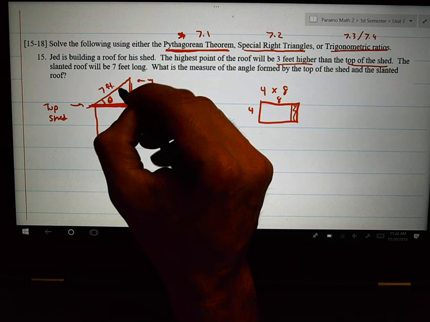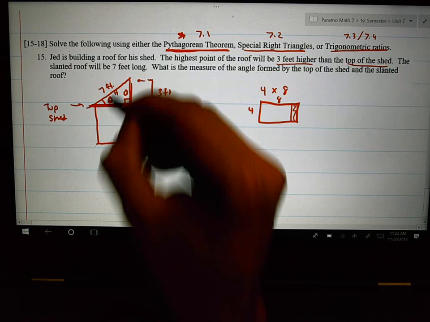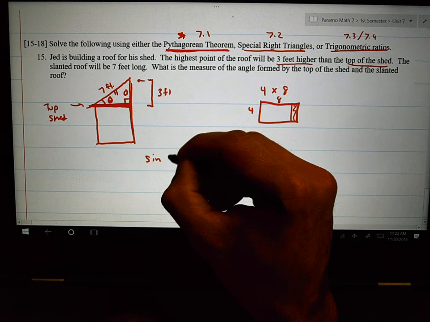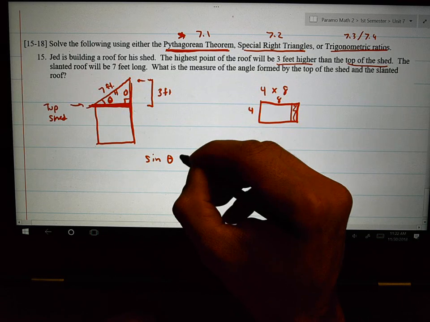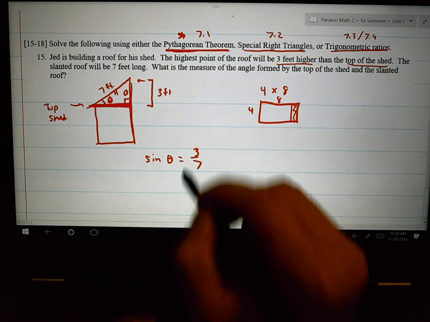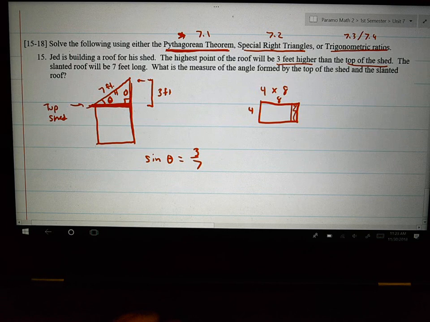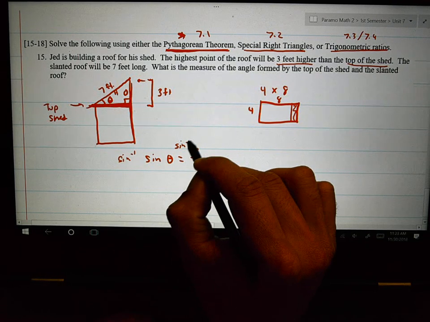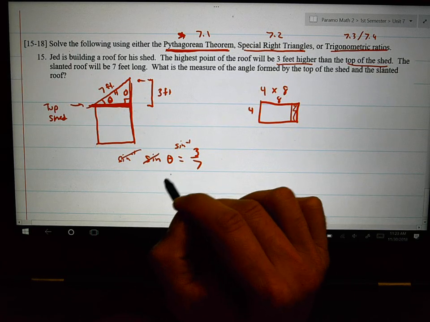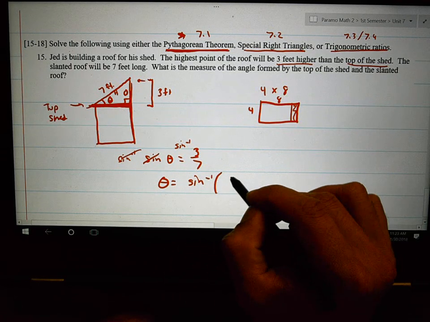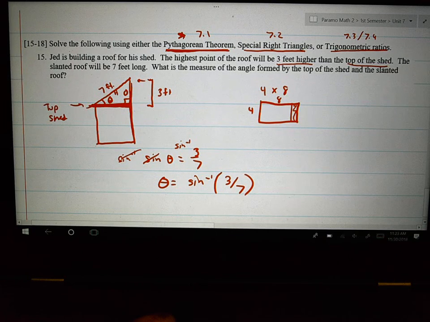Opposite. Hypotenuse. The sine. Why did I choose sine? Because it's the only one that has opposite over hypotenuse. Opposite is 3, hypotenuse is 7, so sine. Then to get rid of it, and since I want to find the angle, I use the inverse sine to undo it, and this is what I punch into my calculator: the inverse sine of 3 over 7.